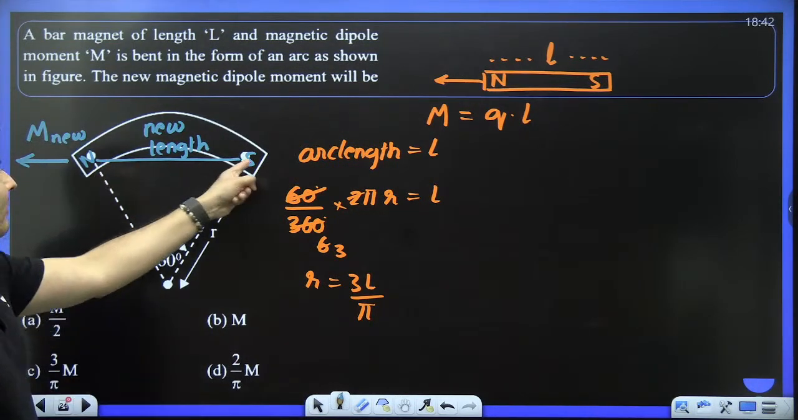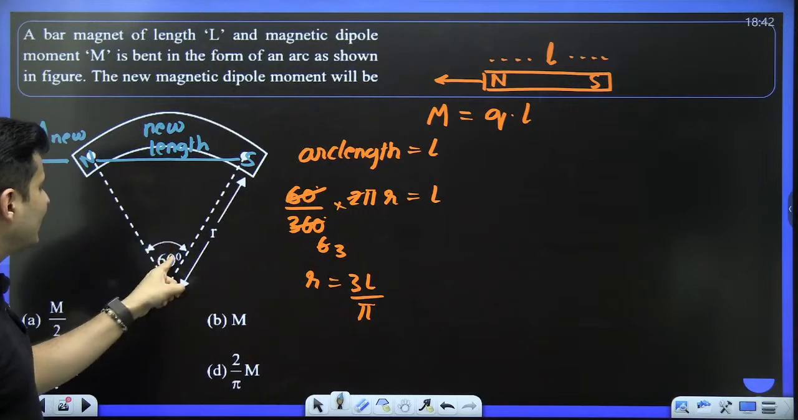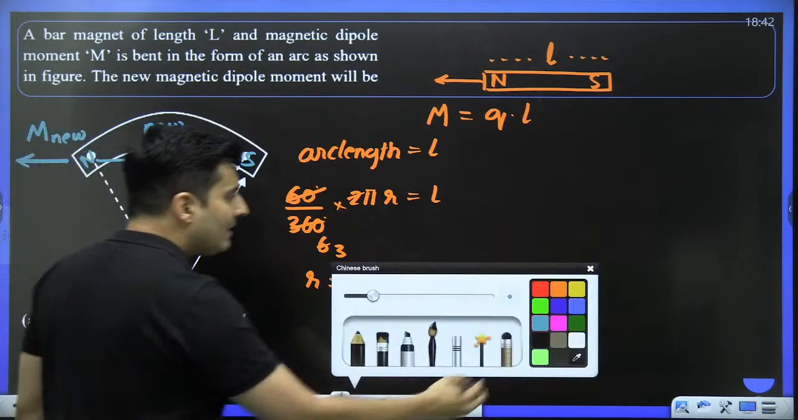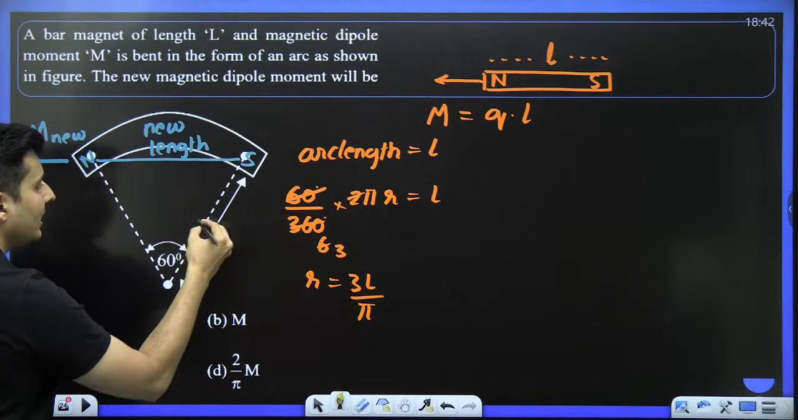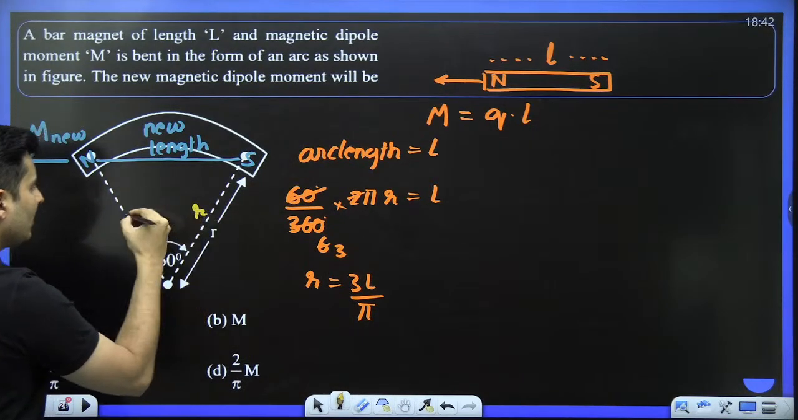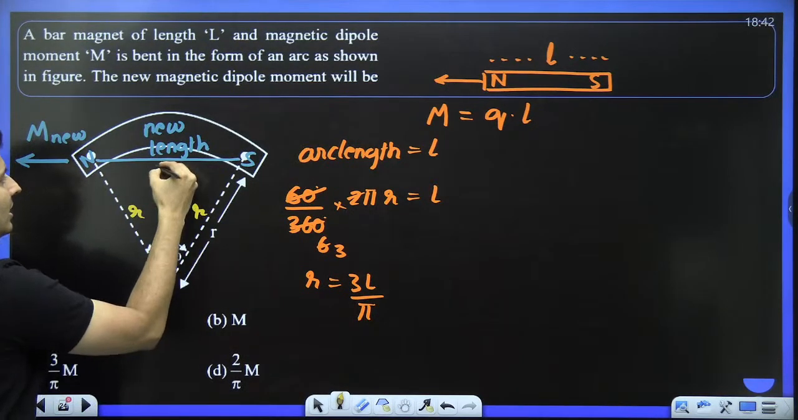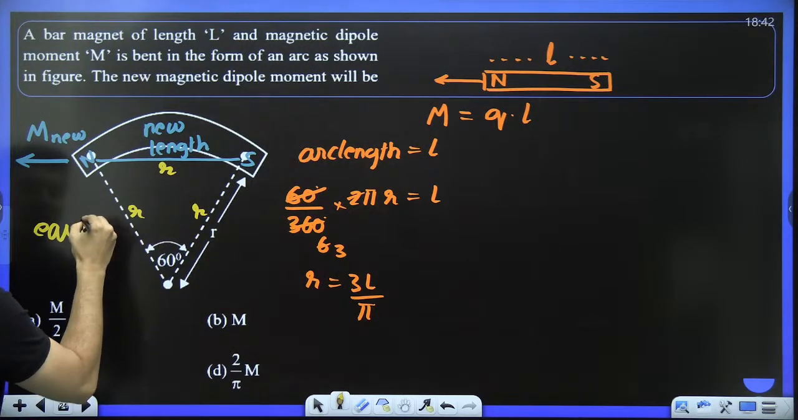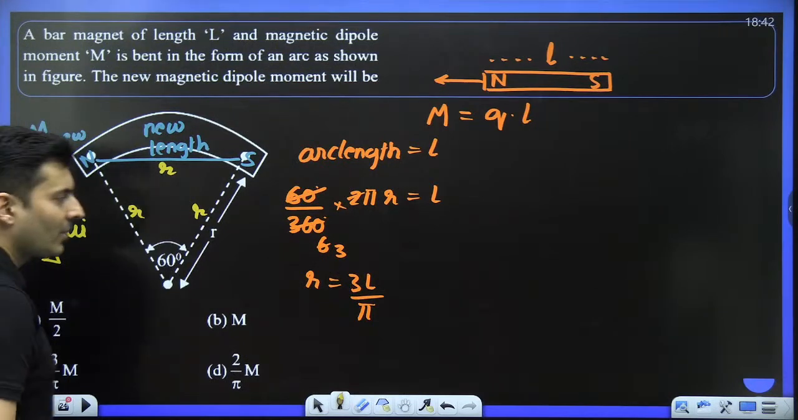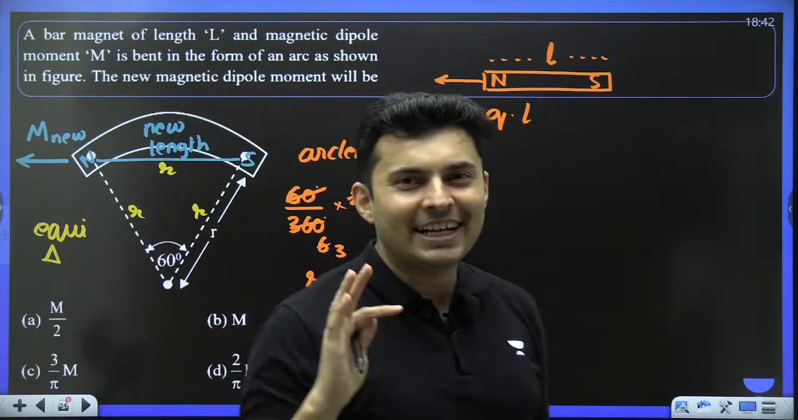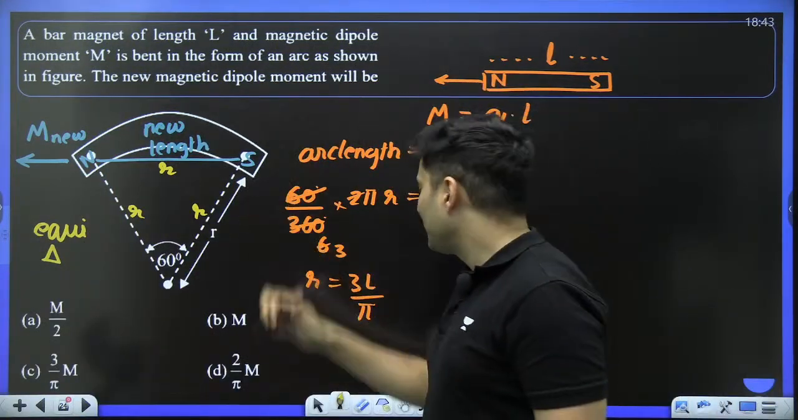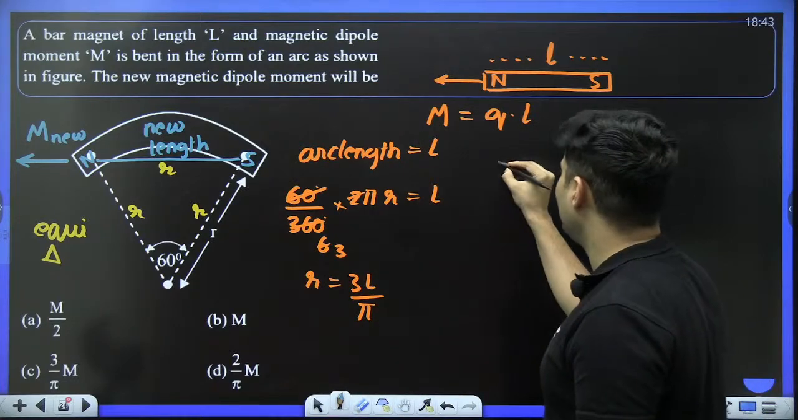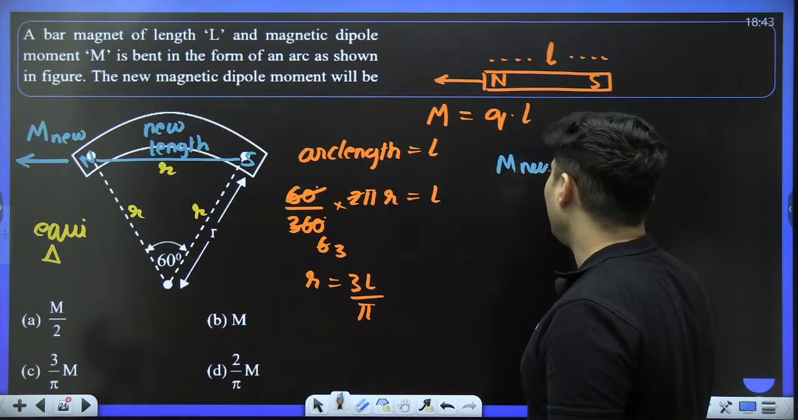So how do I find this length? Well, look at this. This is 60 degrees. Very, very simple. This is 60 degrees. This is R. This is also R. This is 60. Naturally, this should also be R because it is an equilateral triangle. Wow, done. So I now know the new magnetic moment.